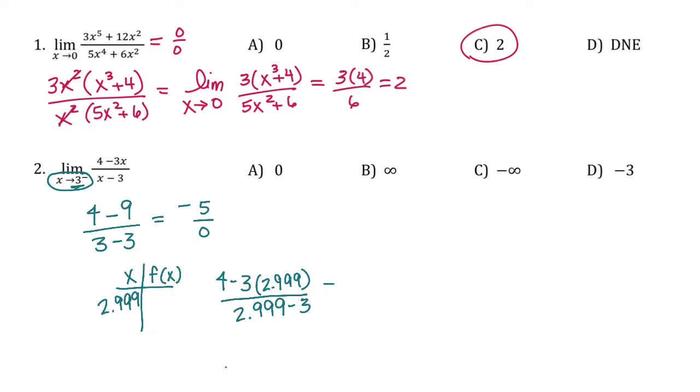And notice in the numerator, I get a negative value. And then in the denominator, I'm going to get a negative value, which is going to give me a positive. So this should be tending toward positive infinity. It looks like at x equals 3, we have a vertical asymptote here.